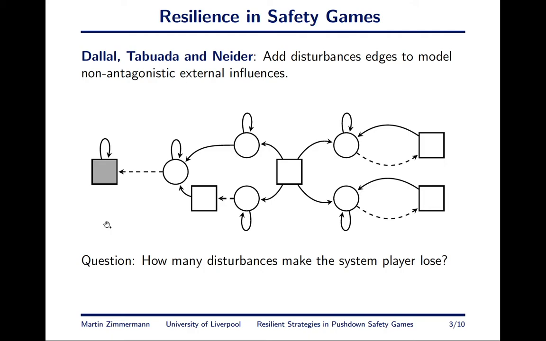If we would give these external influences to the opponent, so the opponent could control whether the actuator works or not, this would not be right. Because then the opponent could just say, I will never let the actuator work properly. And then the robot cannot satisfy its specification.